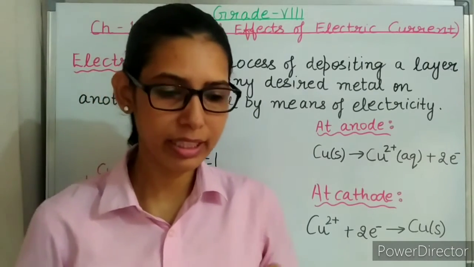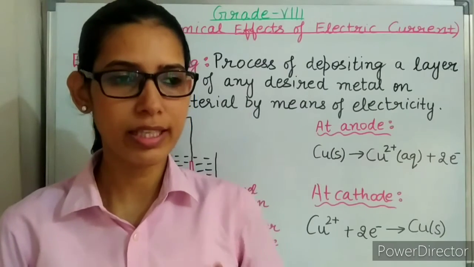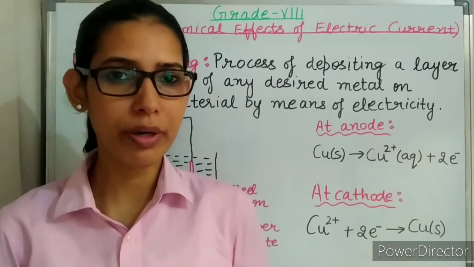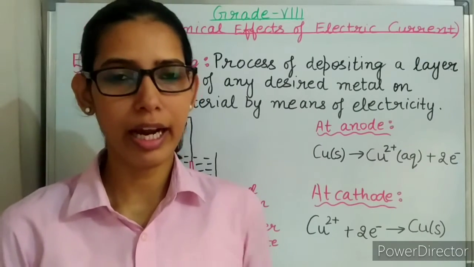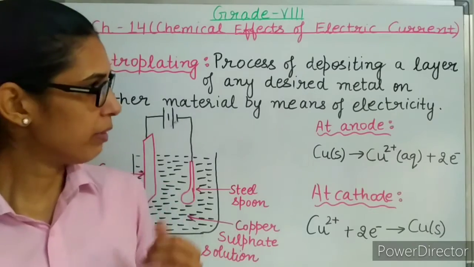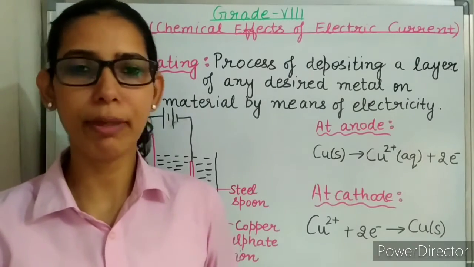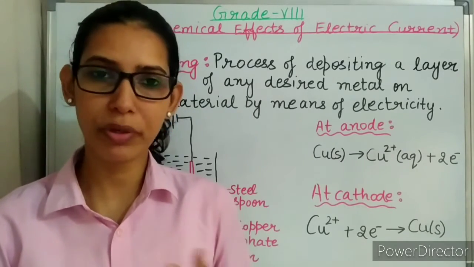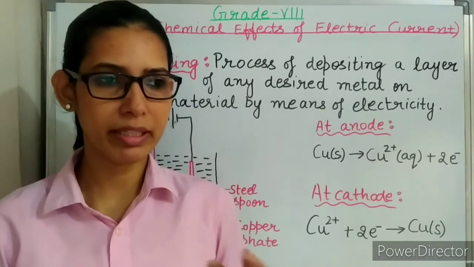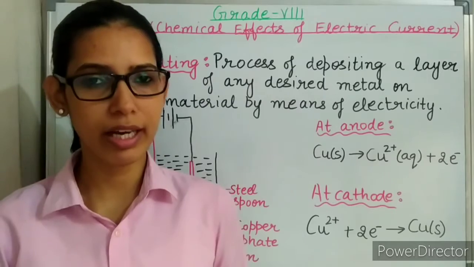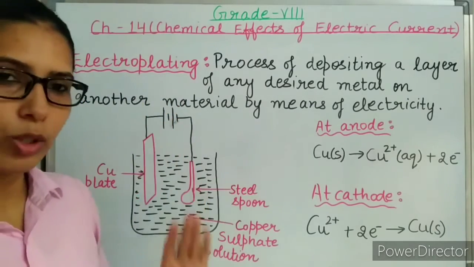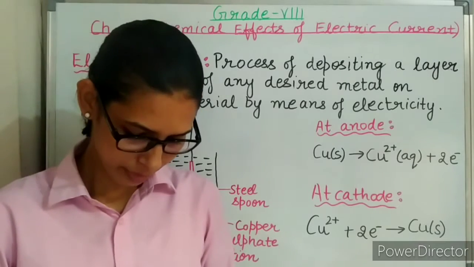Electrolysis is the process in which the solution of any chemical compound conducts electricity and causes chemical changes. This electrolysis process has many applications in industries. For example, for extracting metals from ores, for refining metals, various metals like copper, gold, silver, etc., and also for electroplating. Electroplating we will discuss in detail in long answer type questions.